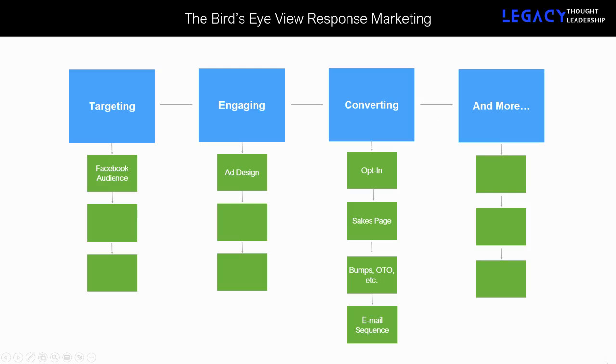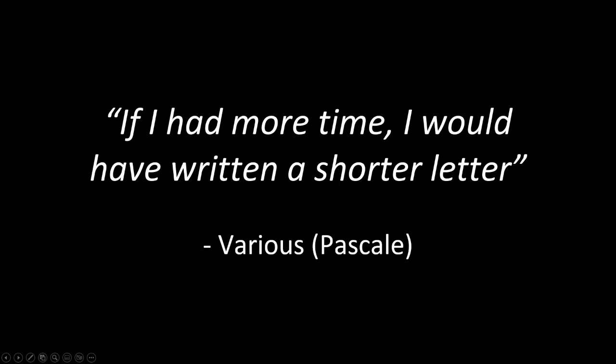Okay, next. This is another way to look at it. It's a bird's eye view. First, you have to do some targeting. You got to know where your customers are, where you're going to go fishing for them. We're going to talk a little bit about the Facebook audience, just to give you an idea. Then there's engaging, a certain ad idea and ad design that's going to be particularly attractive to your ideal customer as well. And what we are focusing on more here is the converting part of it, like how to get them to opt in, go to the sales page, etc.